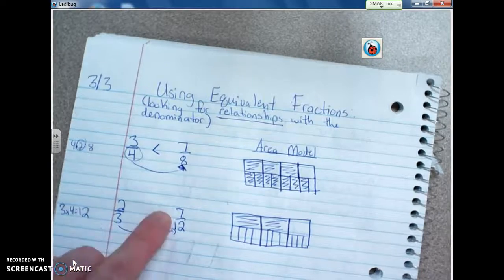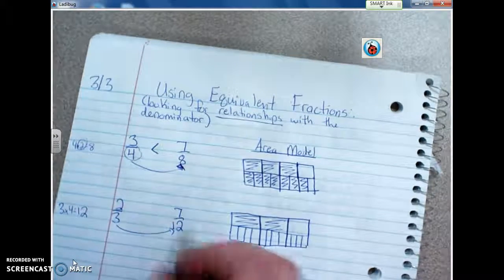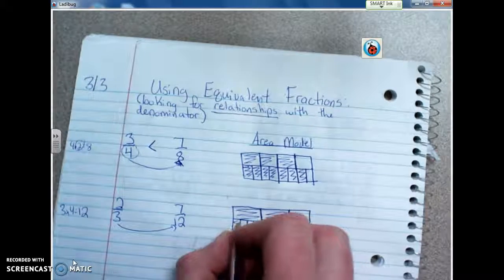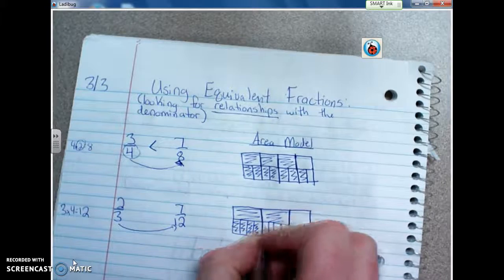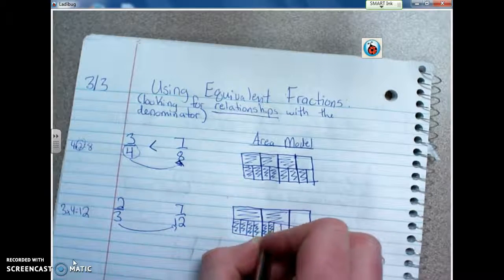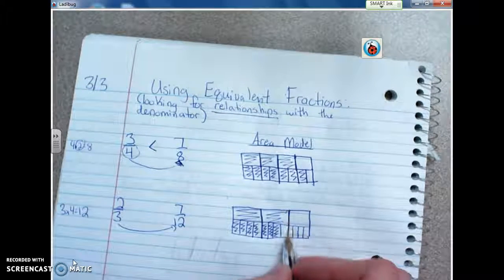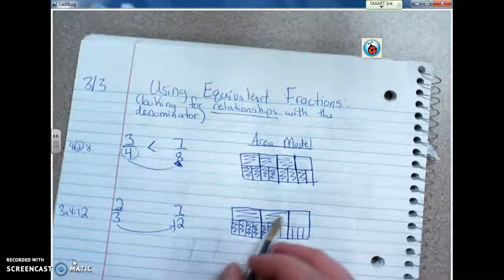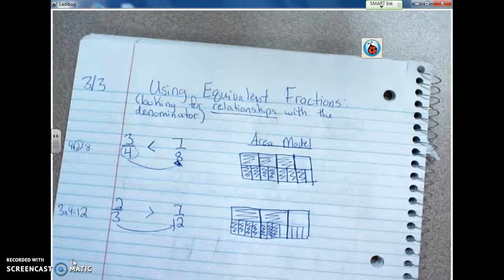And I can shade 7. Now I have 4, 8, 12 pieces. I have my 12ths. So I have 1, 2, 3, 4, 5, 6, 7. 7/12. So here's my equivalent line for 2/3. So 2/3 is greater than 7/12.